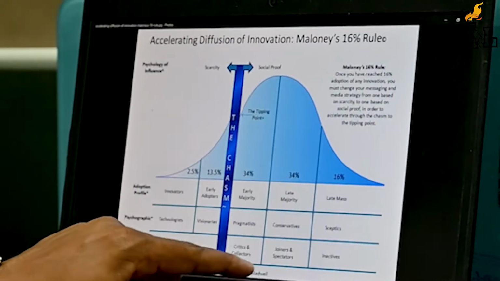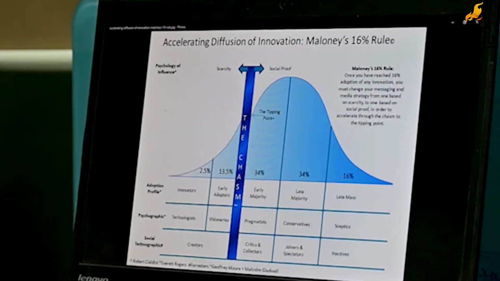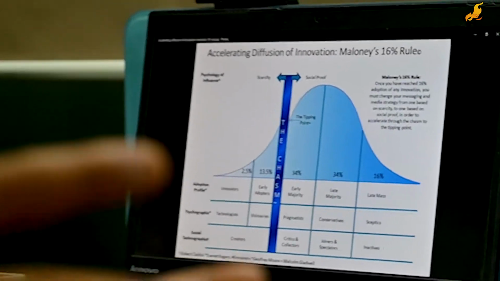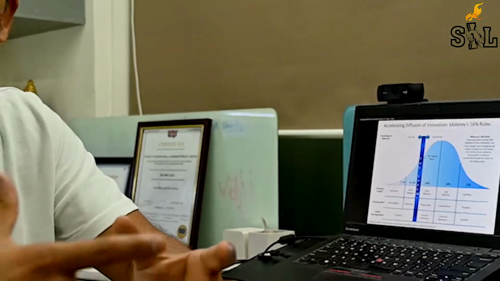Then you have late majority. Late majority are people who take decisions based on a herd mentality. Everyone is doing it, we will also do it, we also have a need.